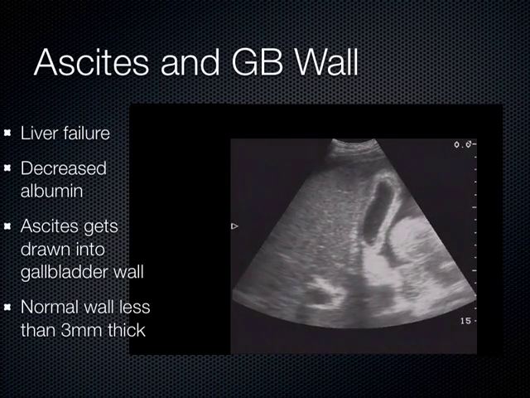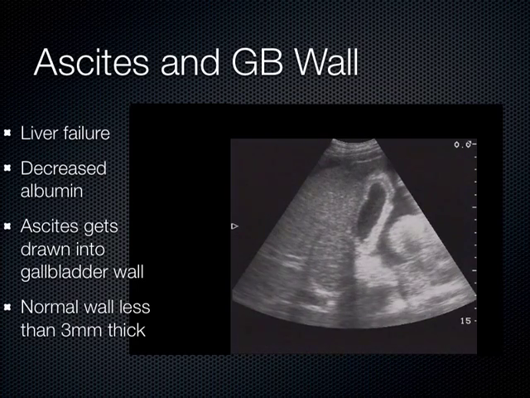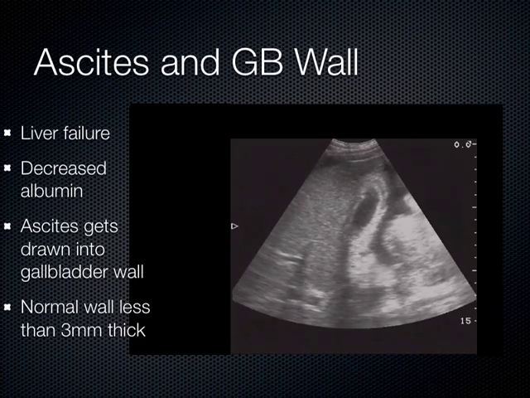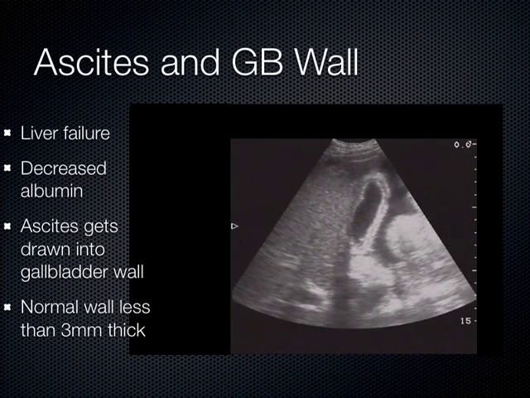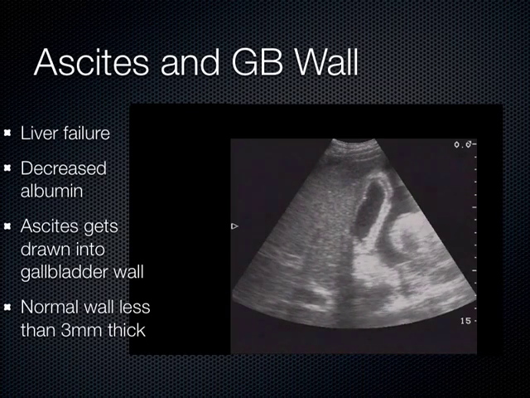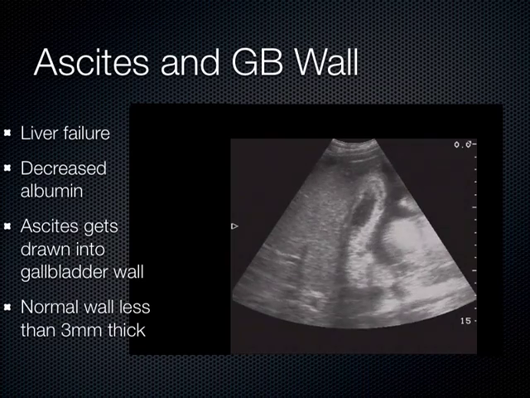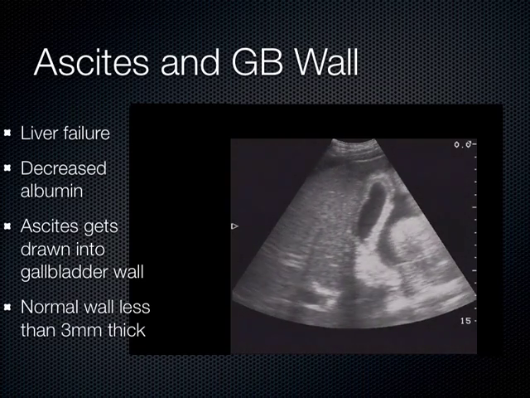What happens when a patient has ascites is that the ascitic fluid gets into the wall of the gallbladder. So you know why people have ascites, right? The liver starts to fail and it doesn't make the proteins anymore, so it can't keep the fluid inside the vessels. It extravasates into the third space, which in this case is the peritoneal lining, and the fluid then absorbs into the gallbladder wall, causing the gallbladder wall to be thickened.